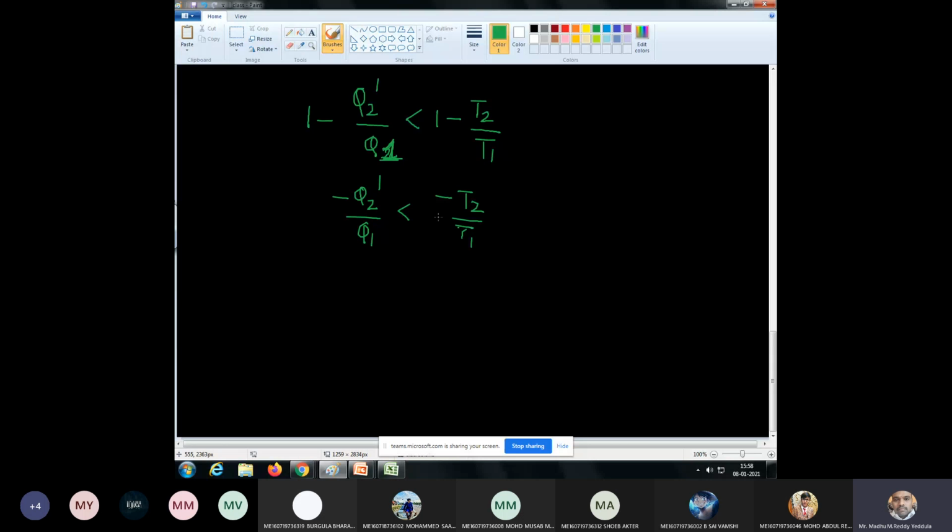Yes, sir. Means here it is like minus 4 is less than minus 2. Is this statement correct? Which is bigger? Minus 2 is bigger or minus 4 is bigger? Minus 2 is bigger, right? Negative sign.